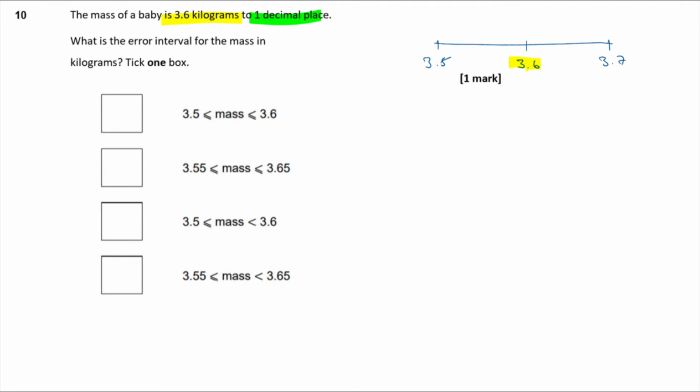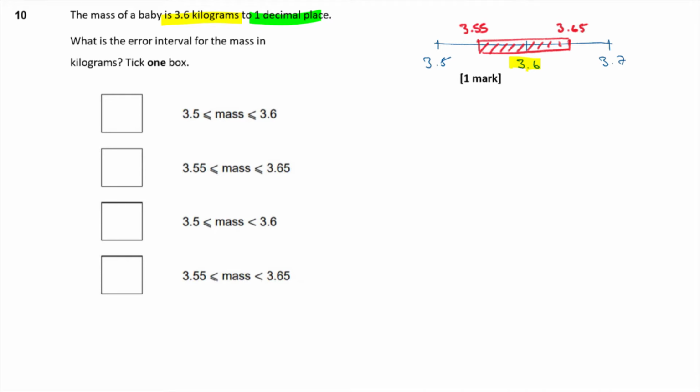So which numbers round to 3.6 then? They're going to be the ones that are halfway between those or closer. That's the zone that rounds to 3.6, isn't it? Okay, now the start of that zone is halfway between 3.5 and 3.6, which is 3.55, so that's my lower bound. And then my upper bound is going to be halfway between 3.6 and 3.7, which is 3.65.